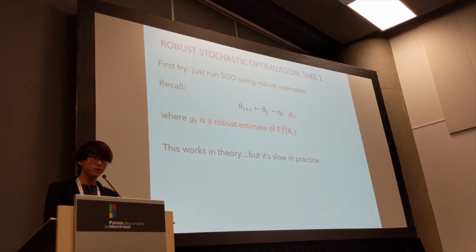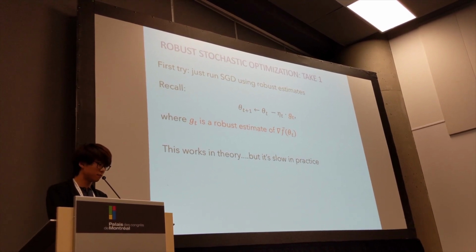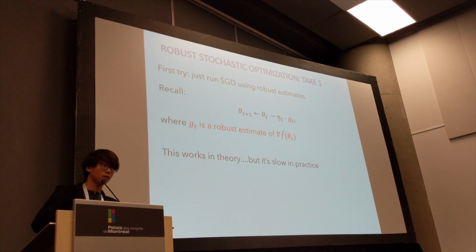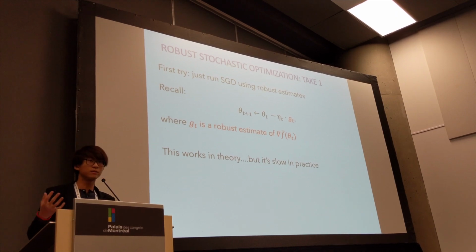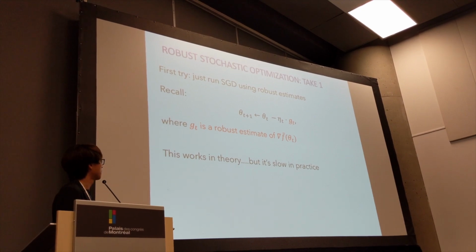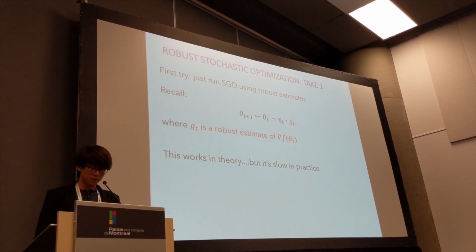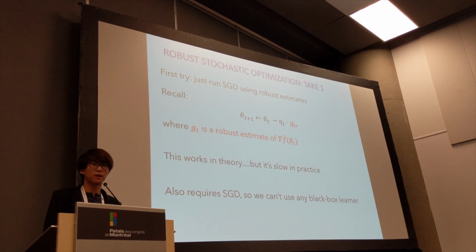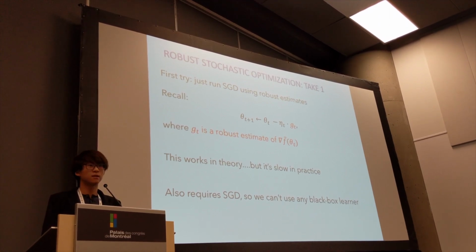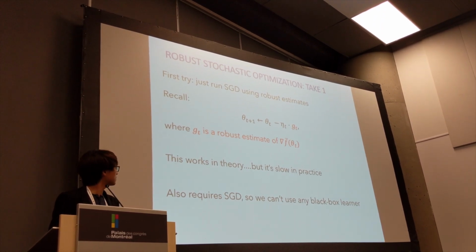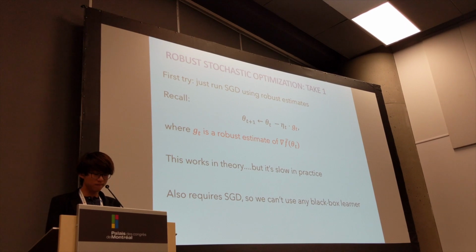In particular, previously, stochastic gradient descent just looks at a single gradient at every iteration. Now to do this, I'd have to look at a lot of gradients to be able to use my robust mean estimation technology. So it's a rather slow process as opposed to before. Also, this requires us to use the stochastic gradient descent optimizer, and I promised you that we could plug this in on top of any black box learning. So this doesn't quite achieve the goals that we wanted. So how do you fix this?